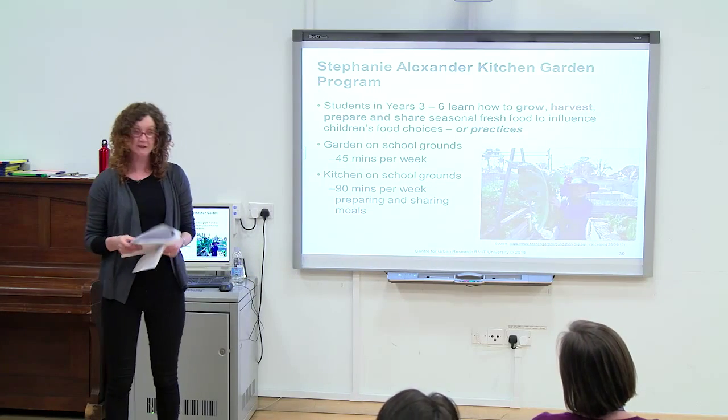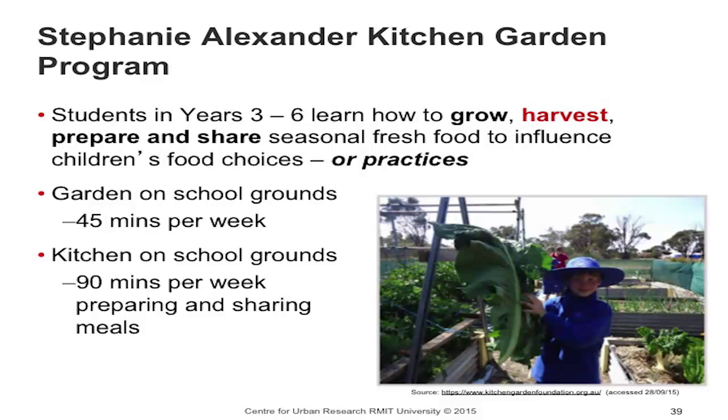So the focus of the program was to enable these students in primary school, years 3 to 6, to learn how to grow, harvest, prepare and share seasonal fresh food in the belief that this approach would positively influence their food choices, or we would reframe that as practices. So the children spend a minimum of 45 minutes each week in the vegetable garden that they've actually helped design, build and maintain. And the garden is on the school grounds and run according to organic gardening principles.